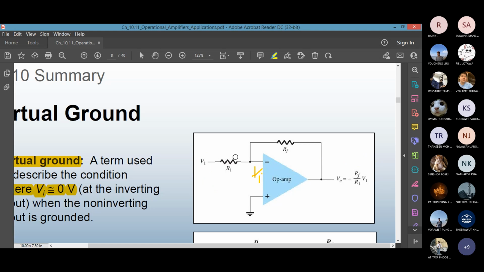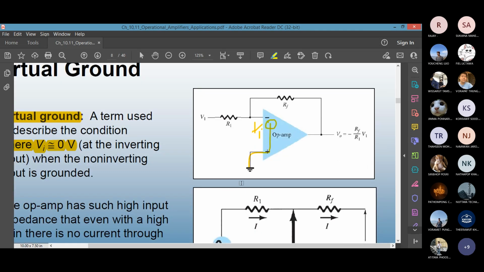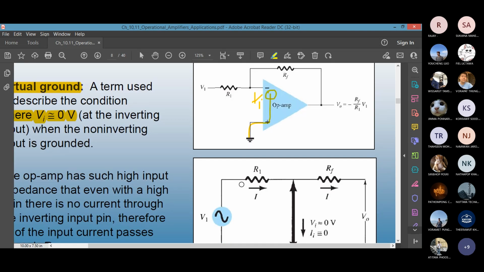If the VI input pin voltage is 0, what does that imply? If this voltage is 0, 0 voltage also means a short circuit or ground. If you decide that compared to 10 volts, half a millivolt is close to 0, it leads to the concept of a virtual short circuit or a virtual ground. You are tempted to think that there's a short circuit because it is 0 volt and here is ground. Physically, there is no short circuit, but the concept makes you think like that. That's why it is called a virtual ground.